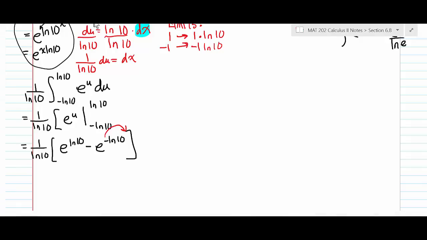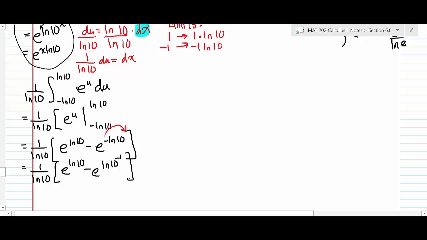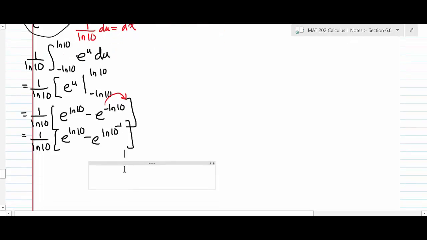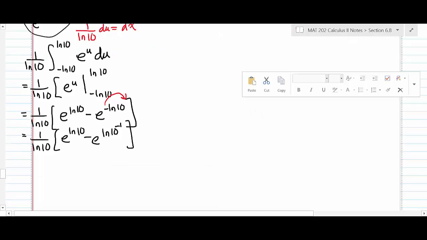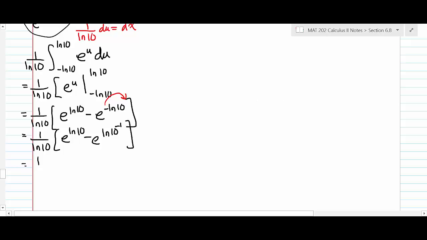So what I would go ahead and do is just write this like this. This is 1 over ln 10, then you have e to the ln 10 minus e to the ln 10 to the -1. See, that's really a -1, so that becomes the exponent, like that. That's something you probably need to do in that problem. Again, that's just basic rules of logarithms that you've learned. So now we would have 1 over ln 10.